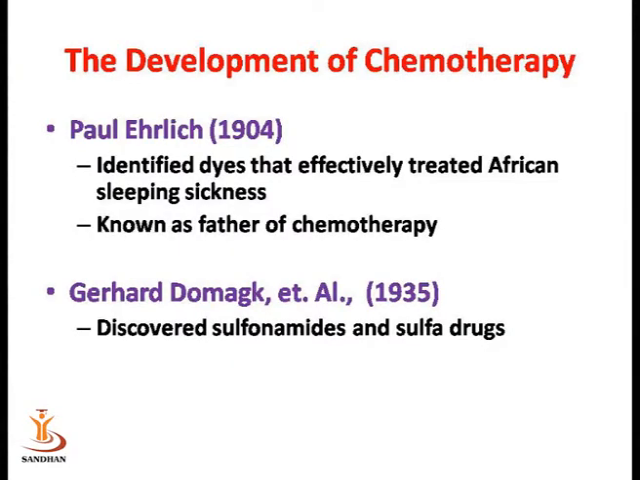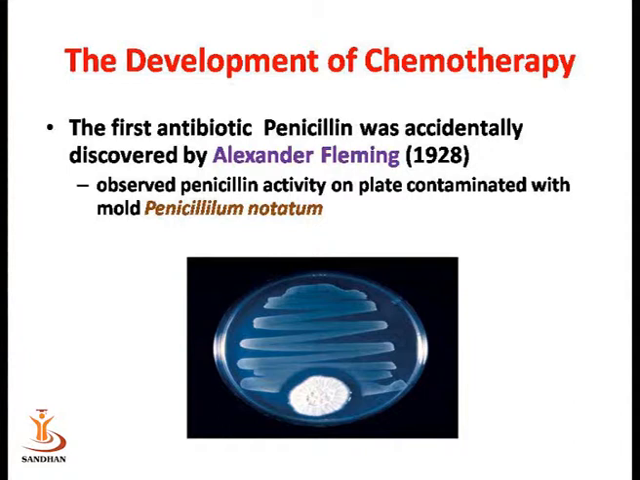After Paul Ehrlich, Domagk and others also invented a number of chemotherapeutic agents that can be used in the treatment of bacterial diseases. The first antibiotic to be discovered was penicillin, and that was discovered by Alexander Fleming in 1928. He found that a contaminated plate had the growth of the fungus Penicillium notatum, which produced the antibiotic penicillin.